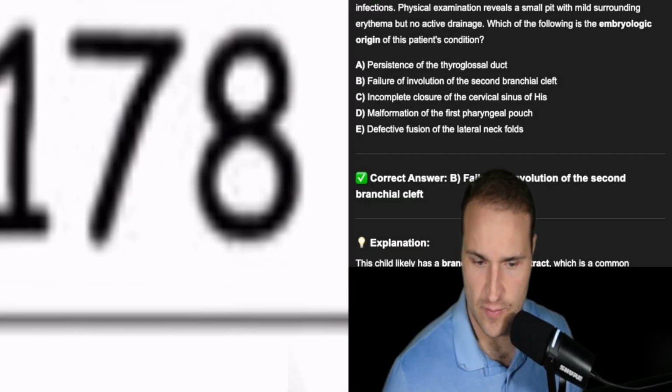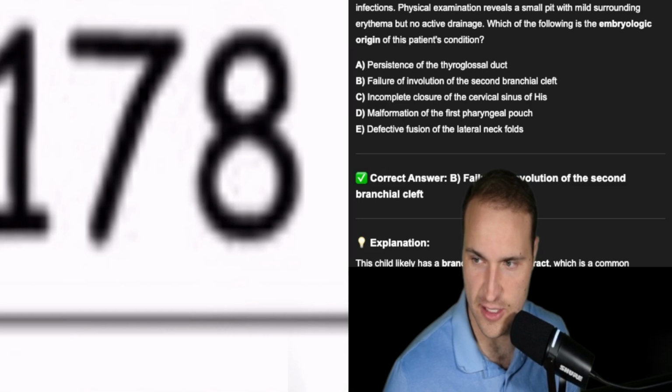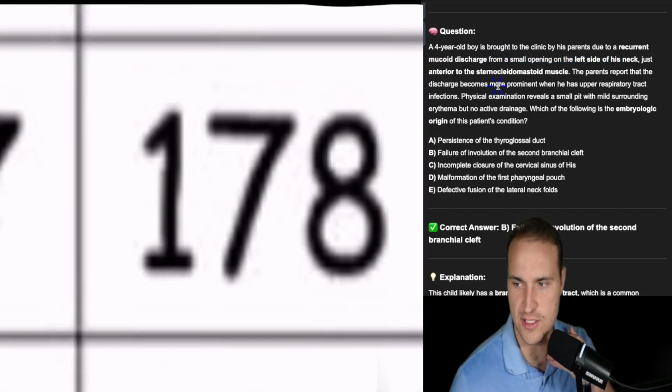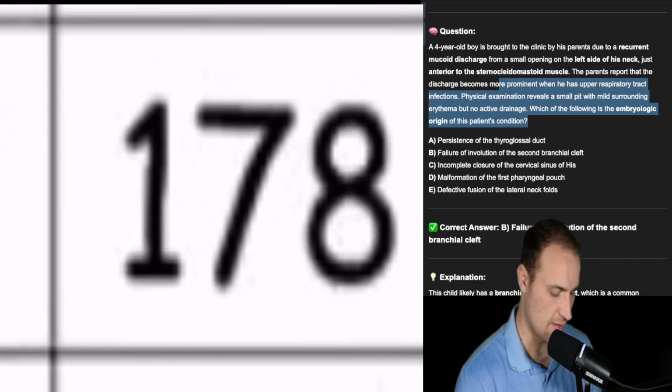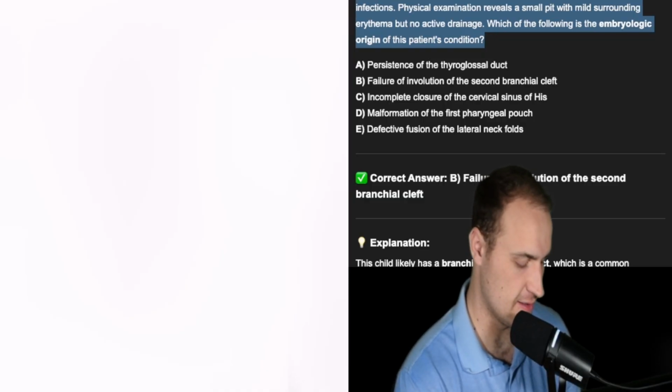Here we have a 4-year-old boy for 178 who's brought to the clinic by his parents due to recurrent mucoid discharge from a small opening on the left side of his neck, anterior to the sternocleidomastoid. Discharge is more common when you've had an upper respiratory infection. There's a small pit. What's the origin of this? This is a congenital neck mass caused by incomplete fusion and obliteration of the branchial cleft during embryonic development. You know that because of the location. It's on the lateral neck anterior to the sternocleidomastoid.